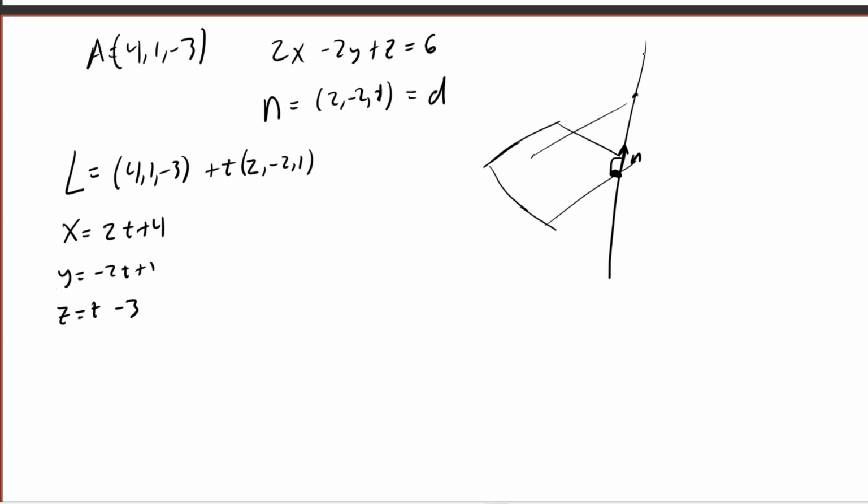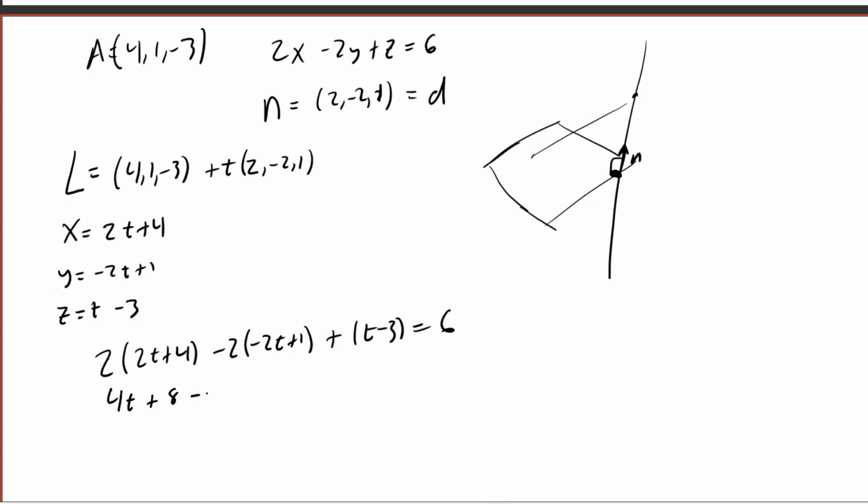So basically what this is saying is, as t changes, I'm moving along the line, right? And I want to figure out at what value of t I am actually on the points that satisfy the plane. So I have 2 times (2t + 4) minus 2 times (-2t + 1) plus (t - 3) equals 6. So I'm going to solve for t. I have 4t + 8 plus 4t - 2 plus t - 3 equals 6. That's 8t, 9t.